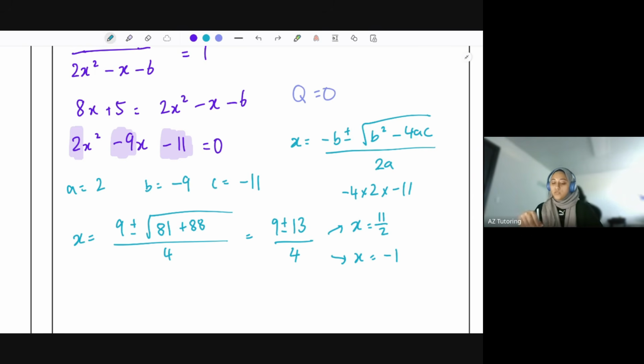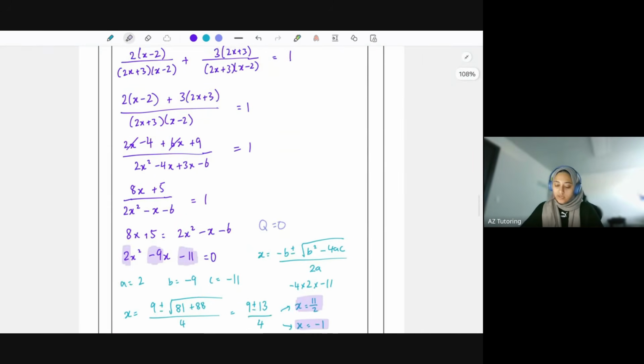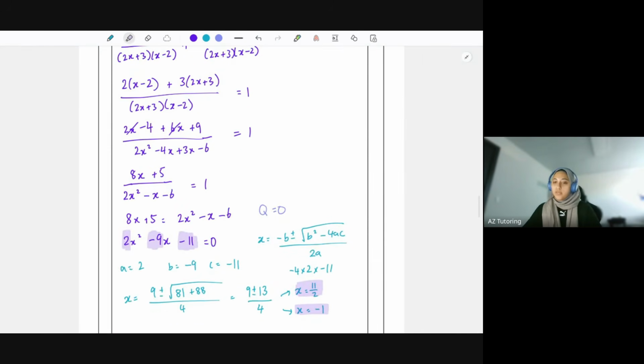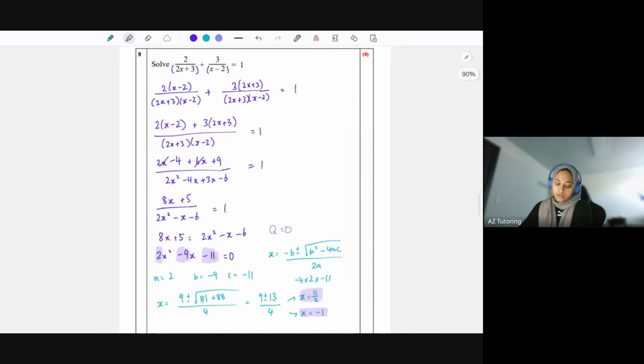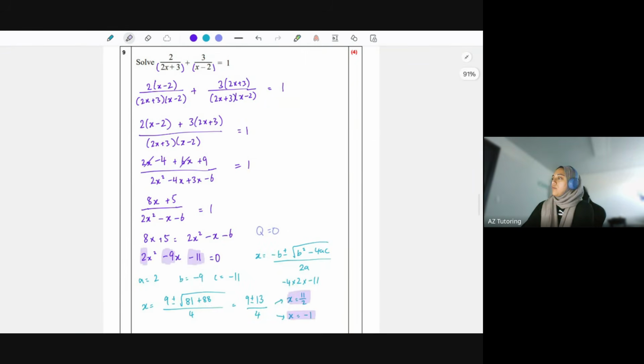So that's why it's really important doing this in parts, otherwise you will end up getting wrong answers. So we've just solved it for x. We've got x equals 11 over 2, and we've got x equals minus 1. So I would highly recommend going over the quadratic formula for paper 3 especially, because it tends to come up with quadratic formulas. So yeah, that's my two answers for x. So any questions on that one, or shall we move on?